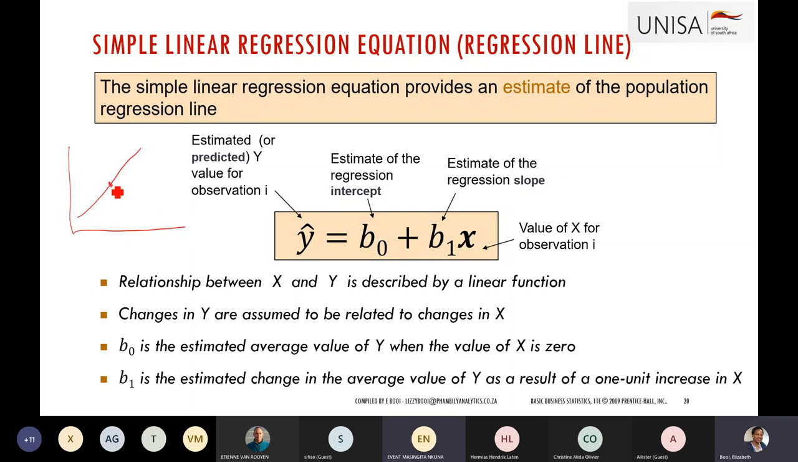So you must just remember that when we move one unit increase, what will be the new value of Y? When you move one unit increase, what will be the value? So that is what it means. It means that when we move one unit, how much our value of our new Y will increase by in terms of that one unit.